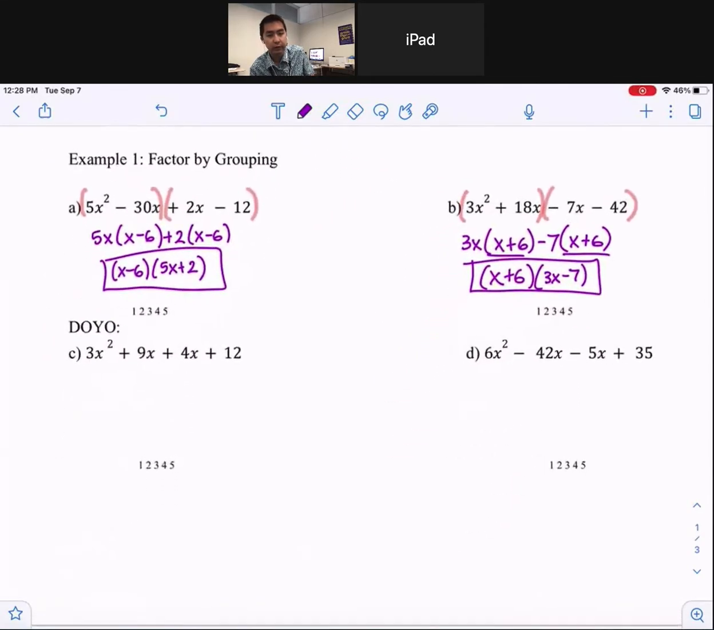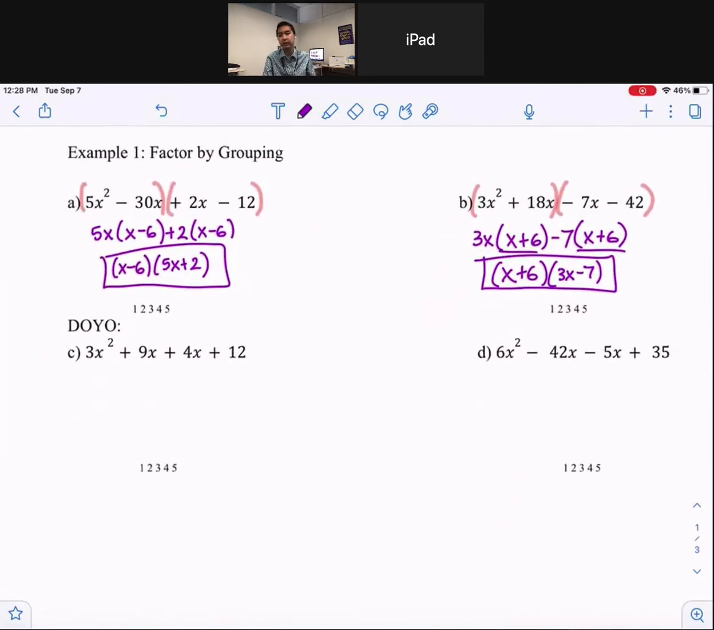Okay, so do these on your own to see. Pause the video and see if you guys can get it, and then compare once you play it again.